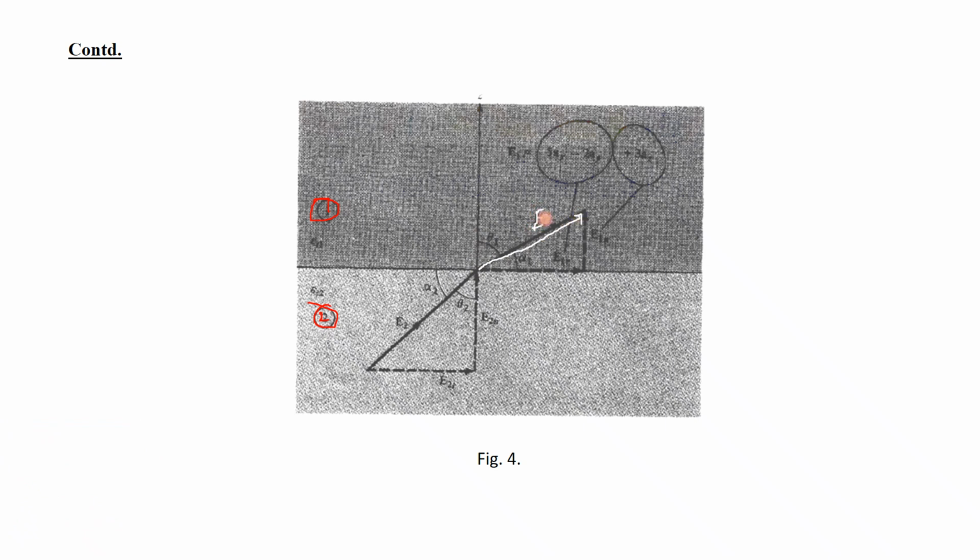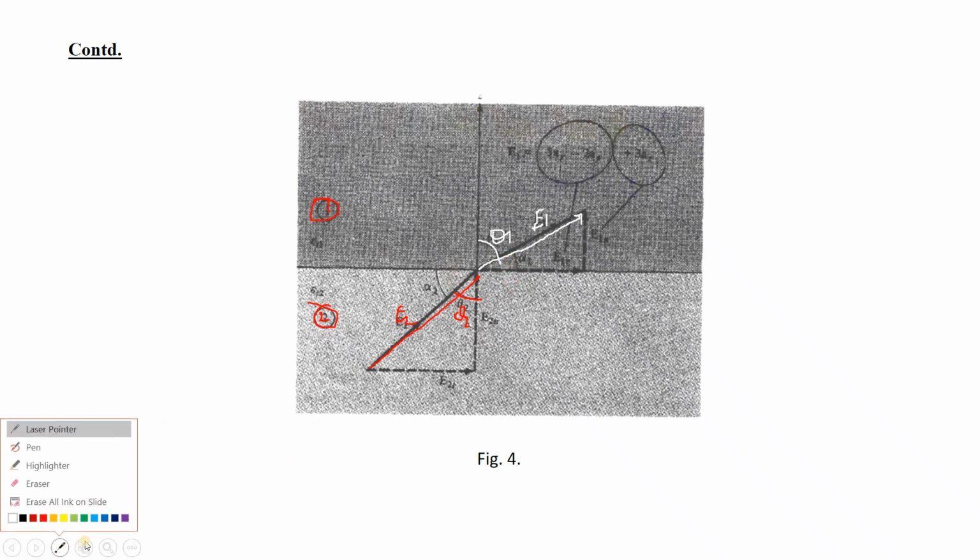So this is the electric field intensity E1, and this is E2. Now the angle with respect to the z axis is theta 2, and here the angle with respect to the z axis is theta 1. So theta 2 and theta 1 are not equal, they are separate.